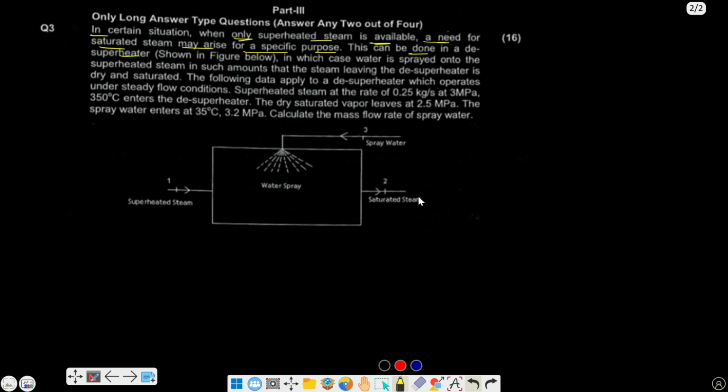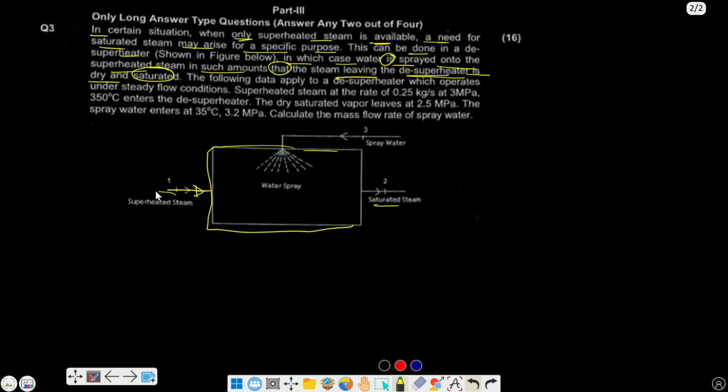So basically we require saturated steam, and this can be done inside a desuperheater. This is the figure given to us, and this is a desuperheater. That means the superheated steam goes into this device and the saturated steam goes out from this device. In this case, water is sprayed onto the superheated steam in such amounts that the steam leaving the desuperheater is dry and saturated.